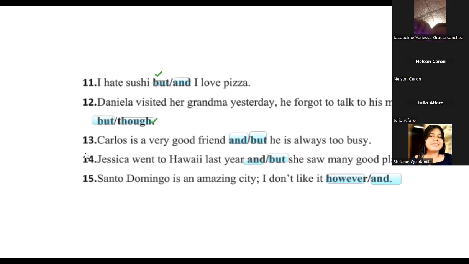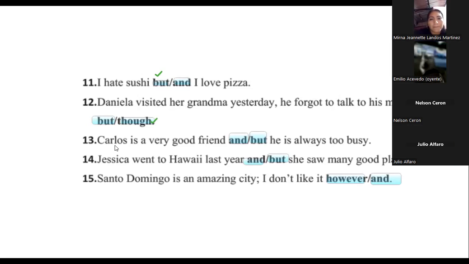Jacqueline Vanessa Gracia Sanchez, number 13. Carlos is a very good friend. He is always busy. And the correct one is however. We are contrasting two ideas here. He's a good friend. He's always too busy.